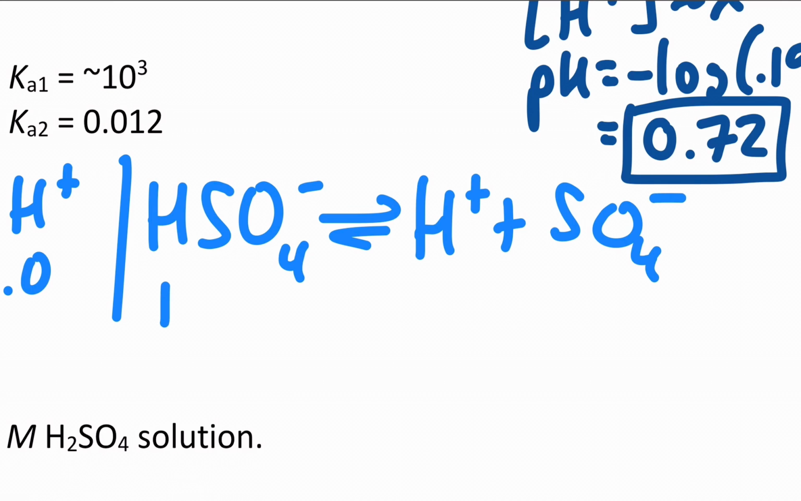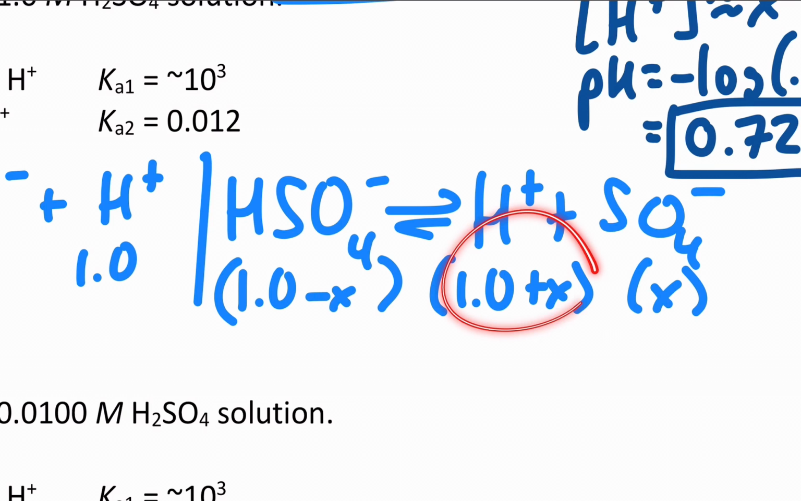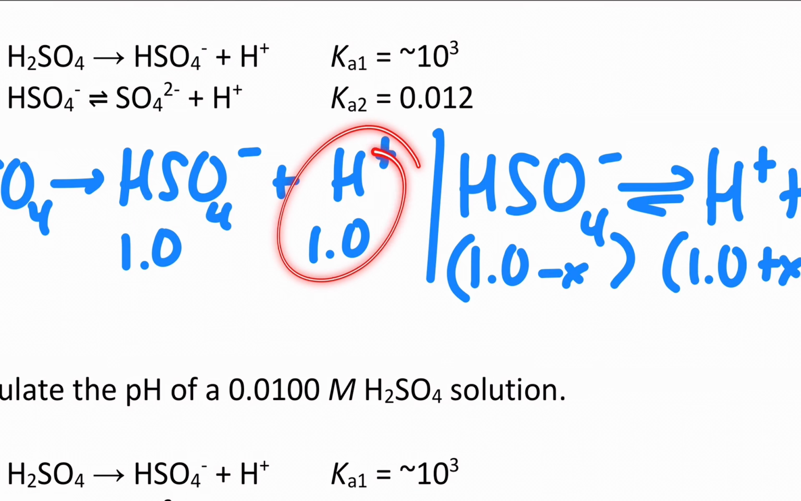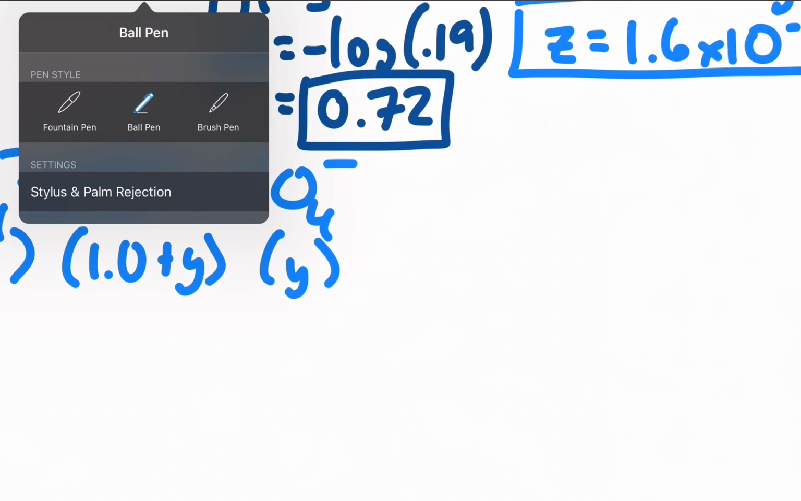And now I have 1.0 minus X of the hydrogen sulfate. I actually have 1.0 plus X for the hydrogen ion and X for the sulfate ion. How did I get this 1 plus X over here? Well, we had 1 from the first association. X is now how much more I'm getting from the second association. In fact, let's be consistent and let's call it Y, because I was using Y for the second association each time. Now I can use Ka2.